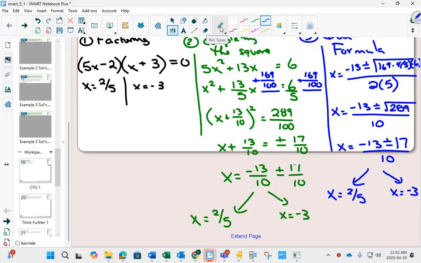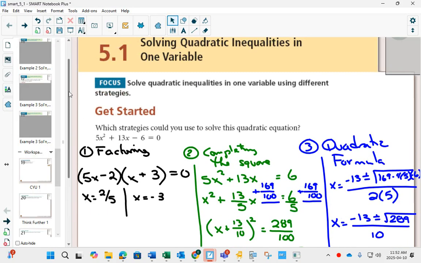But if it's non-calculator and you didn't know how to factor, you could struggle through the bigger numbers without a calculator. What we're going to do today is look at what happens if we change this from an equal sign to being an inequality. Less than, greater than, less than or equal, or greater than or equal.